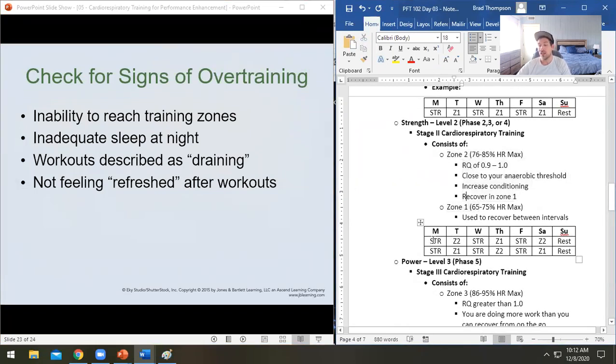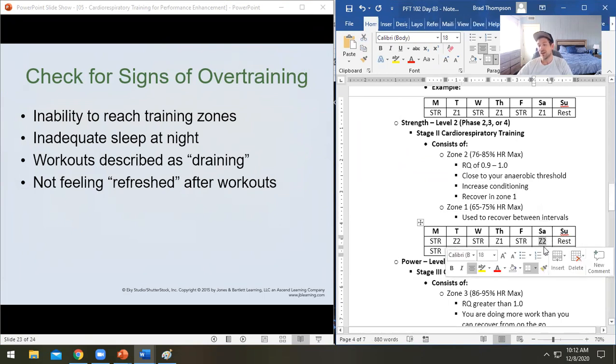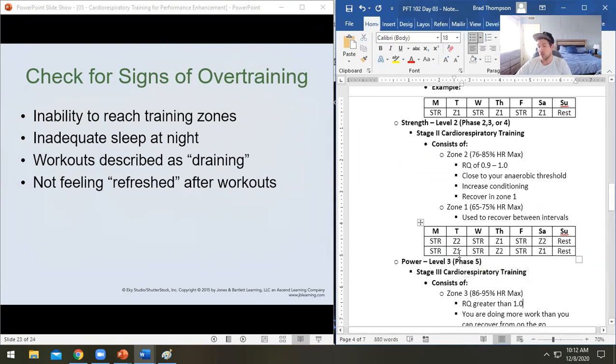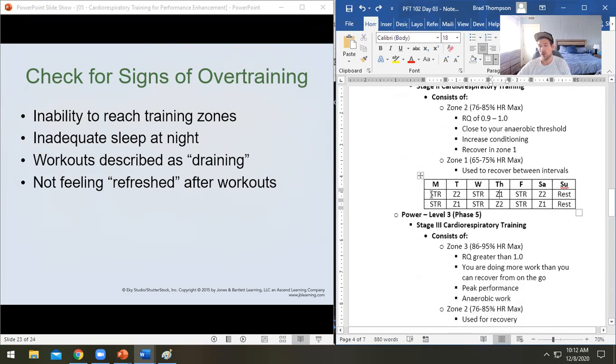So maybe you're strength training Monday, Wednesday, Friday still, but then on Tuesday you do a zone 2 workout, Thursday you do a zone 1 workout, Saturday you do a zone 2 workout. Next week you switch it. So it goes zone 2, zone 1, zone 2. Next week it goes zone 1, zone 2, zone 1. And you just alternate back and forth between the 2. Meanwhile, their strength workouts are the same.